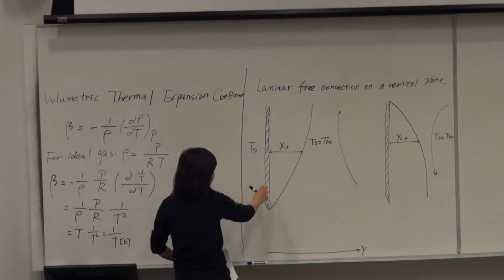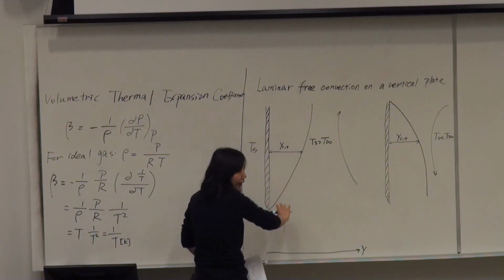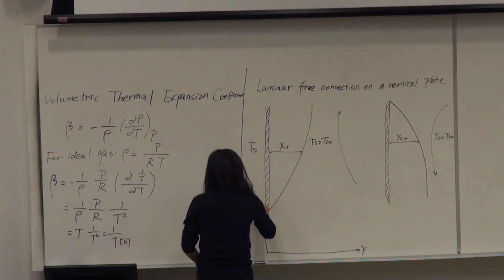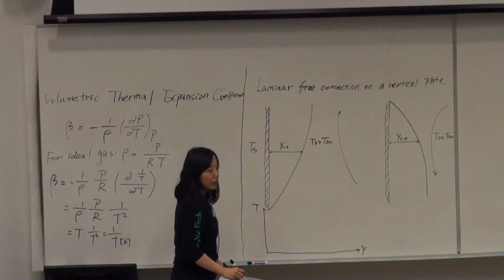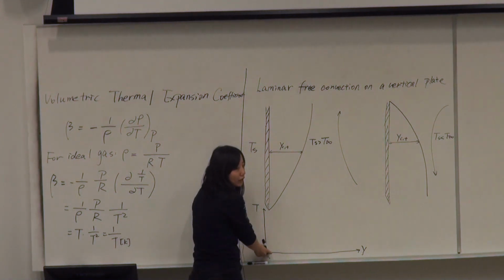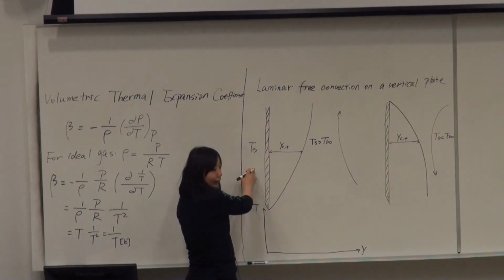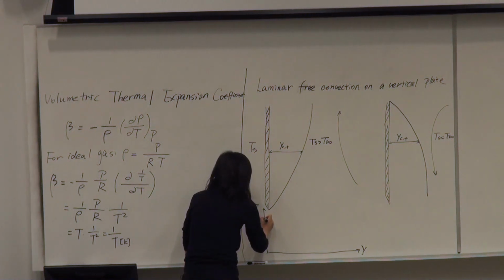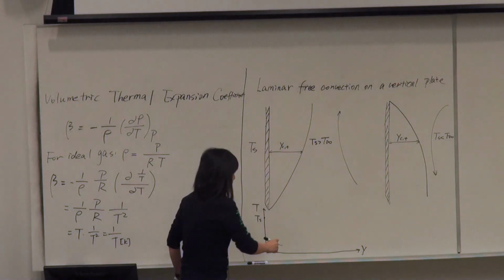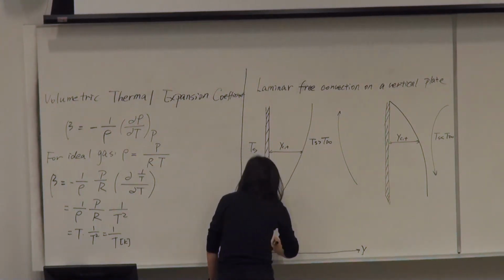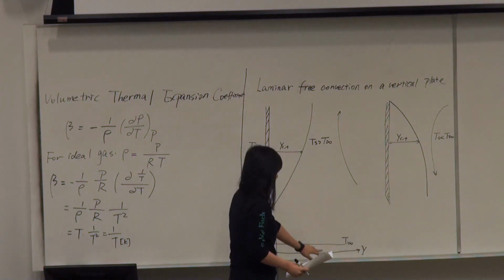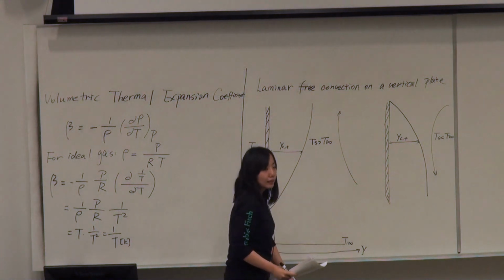I pick the direction perpendicular to our plate as the y direction. I would like to know how my temperature varies. At this point, which is on the plate, we see this is an isothermal plate and the heating case. The surface temperature is larger, right? Very far away from the plate, the air is unaffected. Everything remains at the temperature of the air.